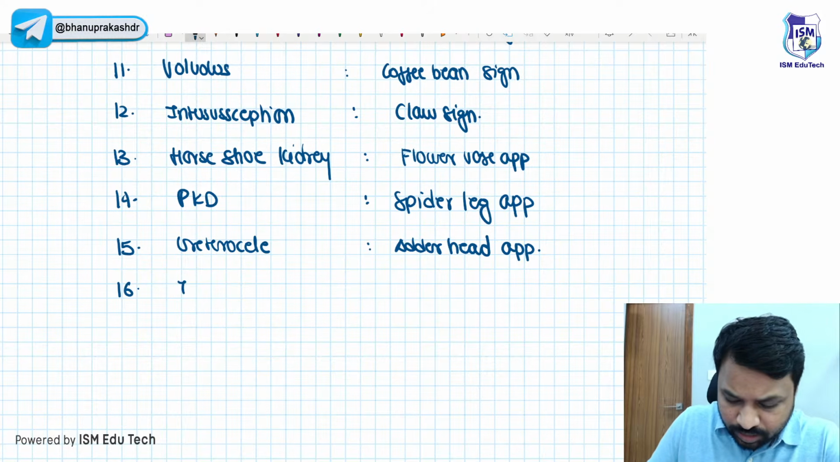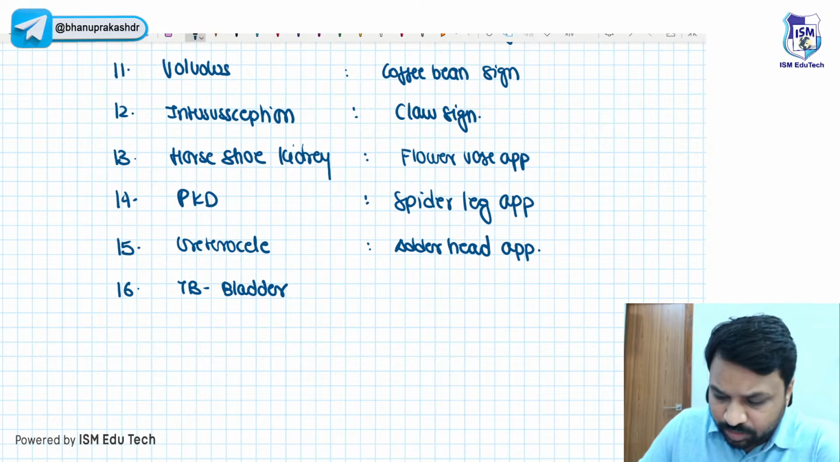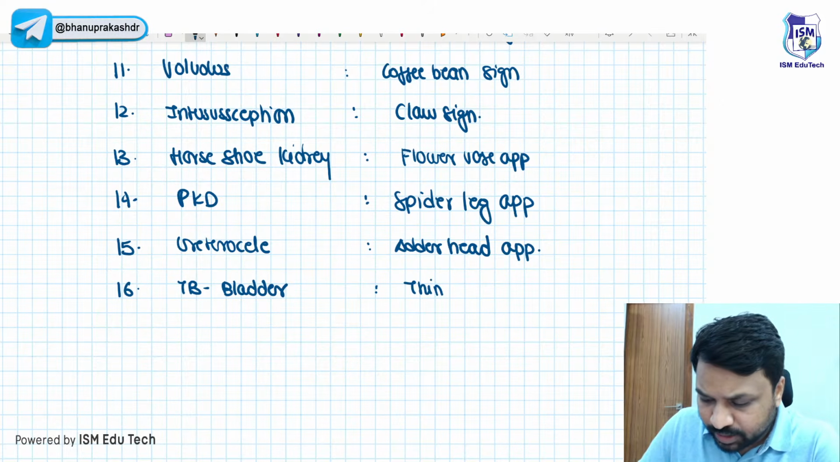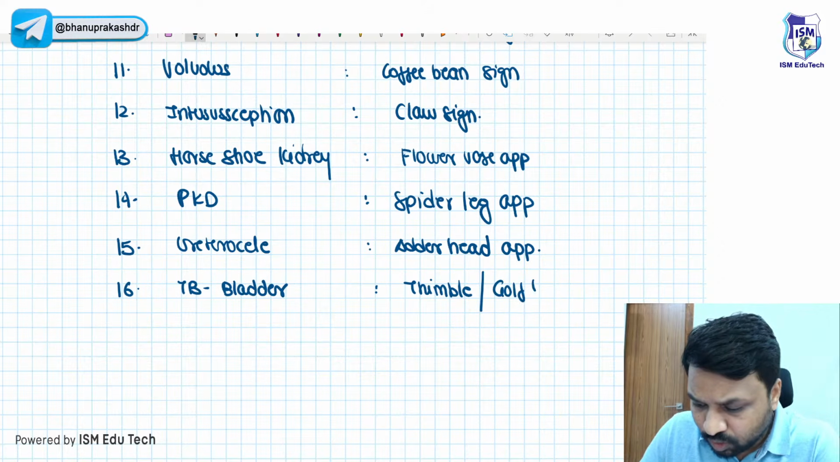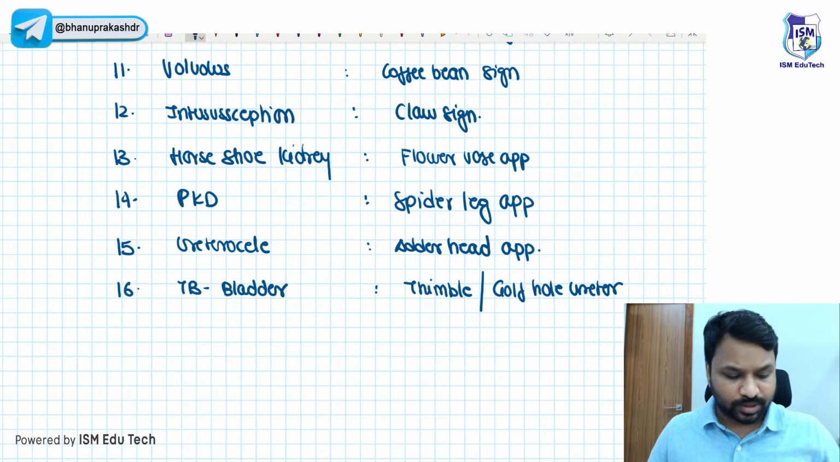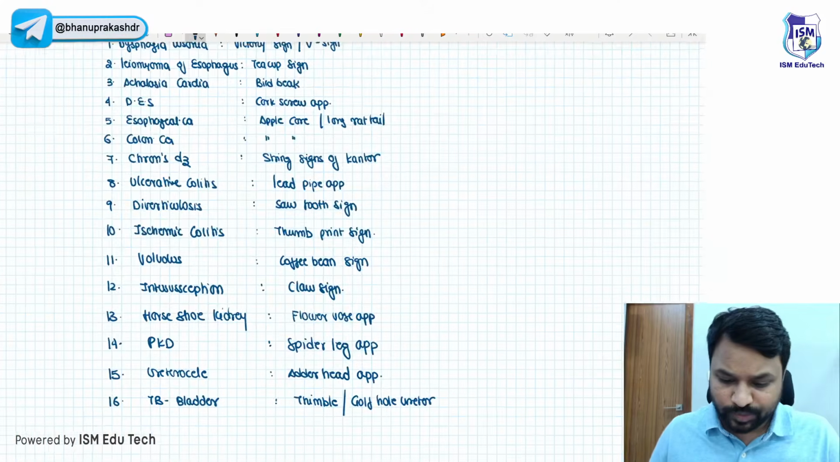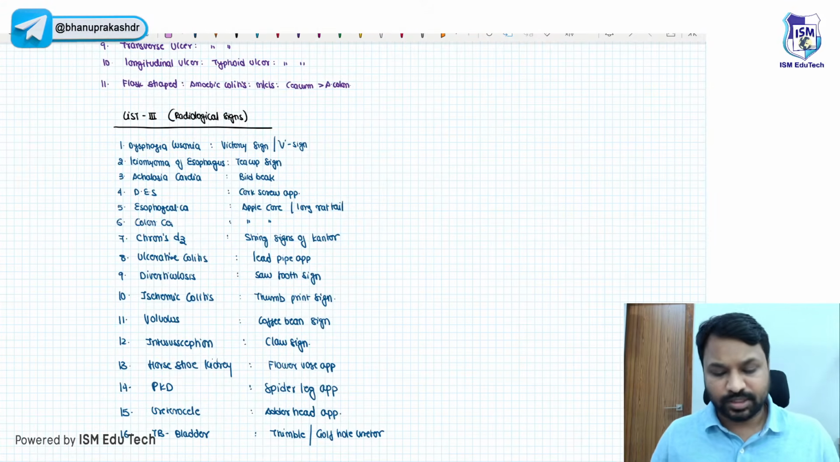In TB bladder, number one, it will be addressed as thimble bladder, and there is presence of golf hole ureter. There is golf hole ureter as well, right? So this is with respect to the radiological signs.